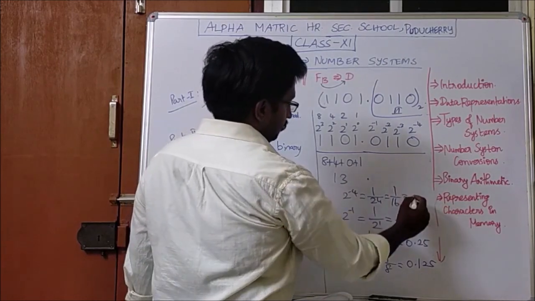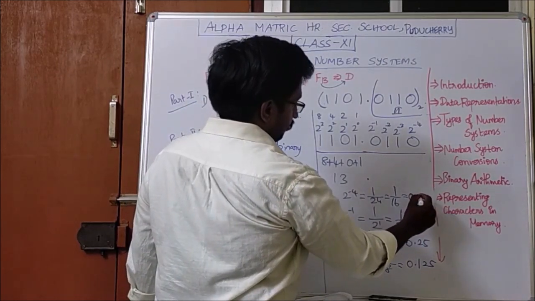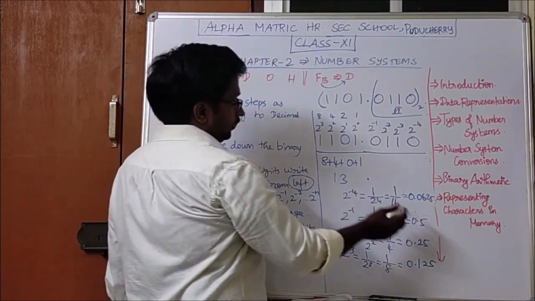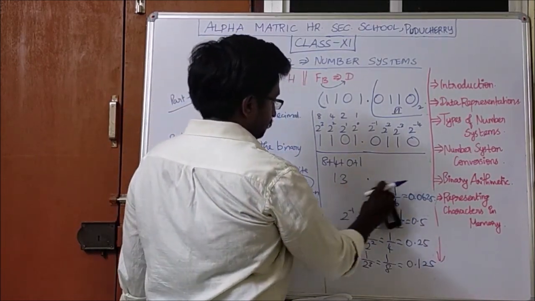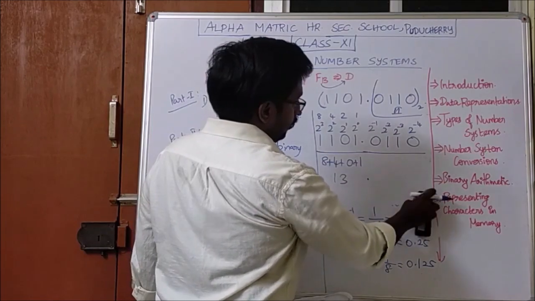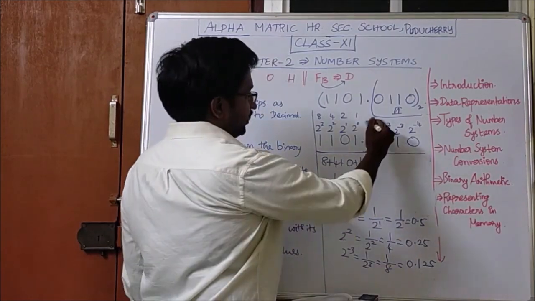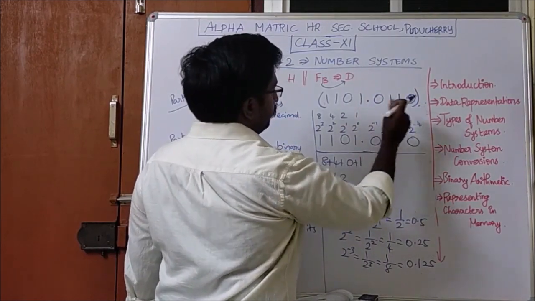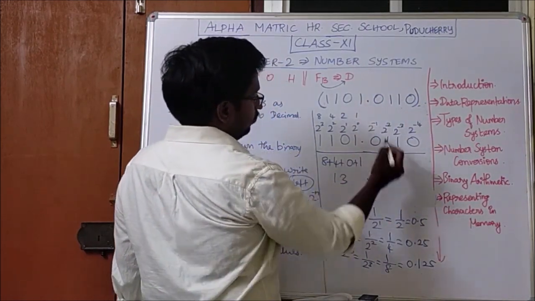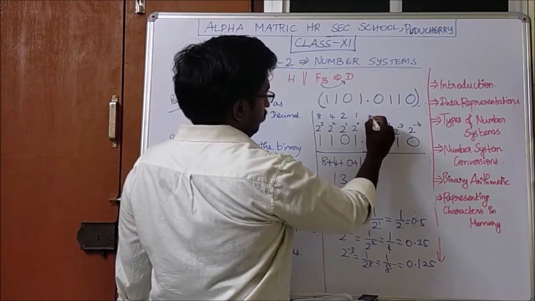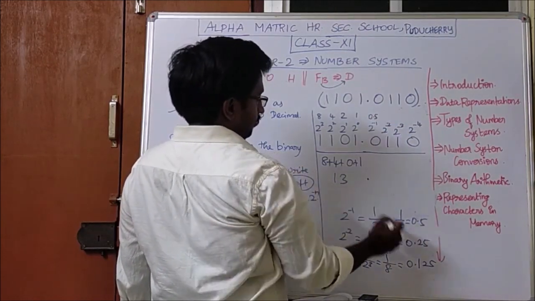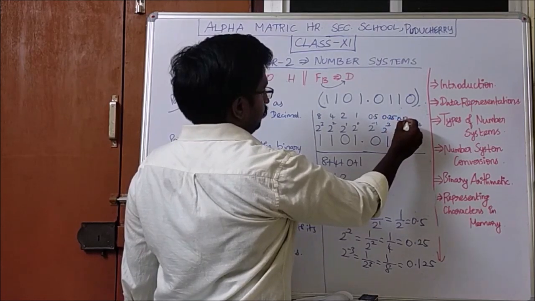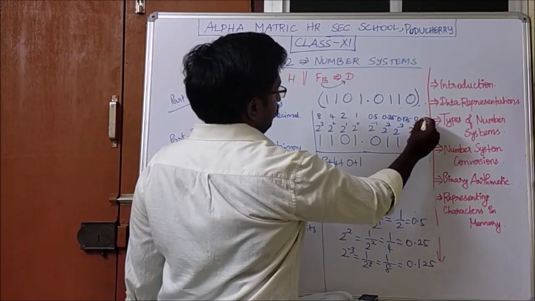It will be almost 0.0625. Like that. So like this, we have to find the fractional part. So here I write the corresponding weightage, that is 2 power minus 1 is 0.5, 0.25, 0.125, and the last one is 0.0625.